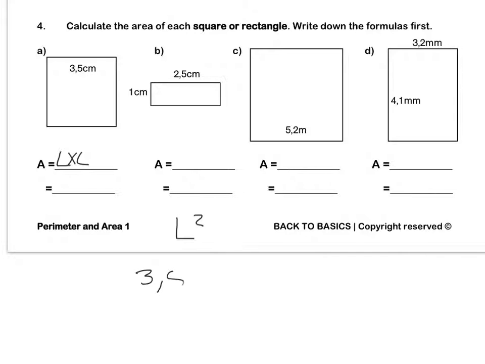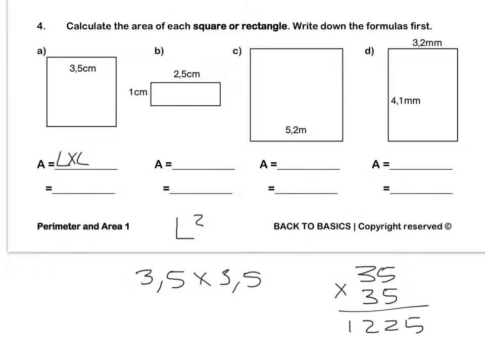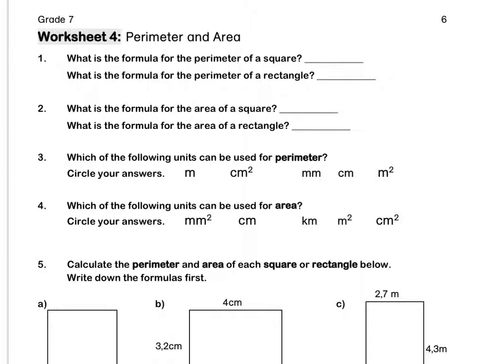We have 3,5 times 3,5. So we're going to first say 35 times 35. Do it by yourself and you'll get an answer of 1,225. So first step, we write that down. Then we have 2 decimal places in our question, so we need 2 decimal places in our answer. So we have 12,25. Very important, we're working with area, so our units are centimeters squared. Press pause to complete question 4 by yourself. Worksheet 4. Press pause to complete question 1, 2, 3 and 4 by yourself.